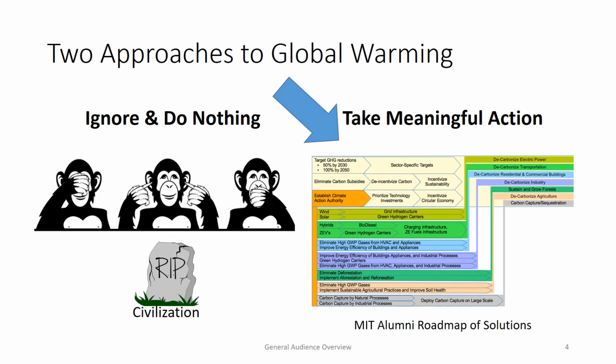There are 2 approaches, and I think it is truly binary. You can ignore and do nothing, which some people want to do. I think that's goodbye civilization. The other approach is to take meaningful action. And this is the outline of the graphic of the roadmap. We'll talk more about that in detail as we go through.